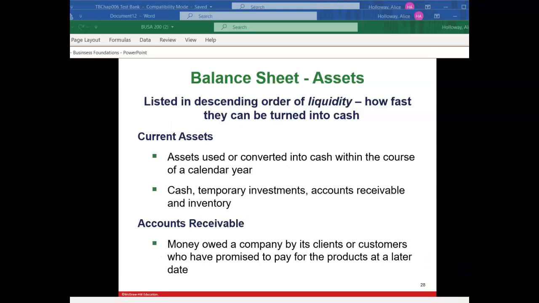So the balance sheet has things such as current assets that can be converted into cash or used within the course of a calendar year. Things such as cash or temporary investments or even accounts receivable, those people who owe you. Accounts receivable is money owed a company by its clients or customers who have promised to pay for the product at a later date. And so it's important for you to know that those items are listed on the balance sheet as an asset.